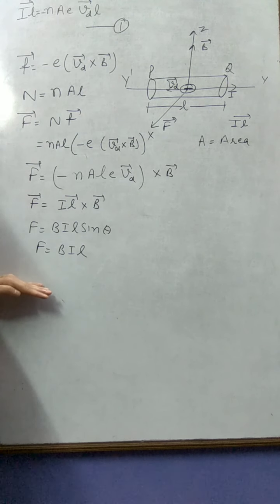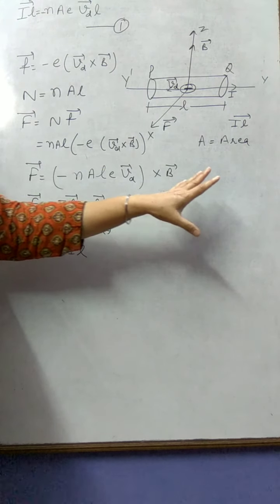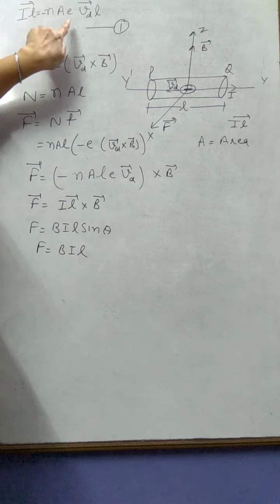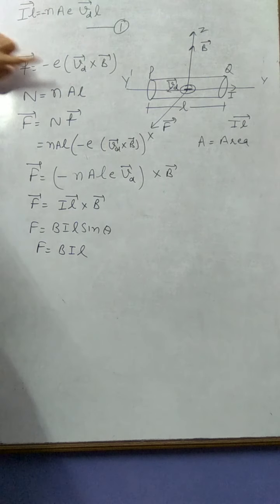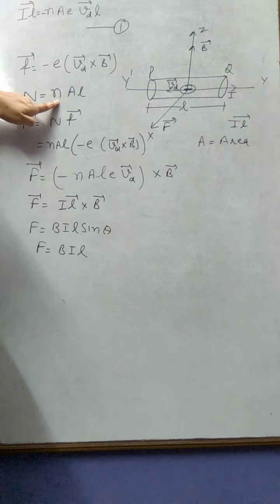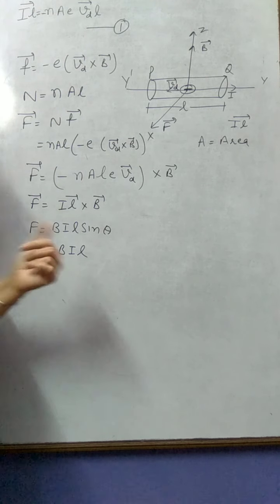First you take the current element, area vector, and the current and drift velocity relation, L multiplication, the force on one electron. How many electrons are there? Free electrons, this is the number density. Multiply with the volume and get this answer.